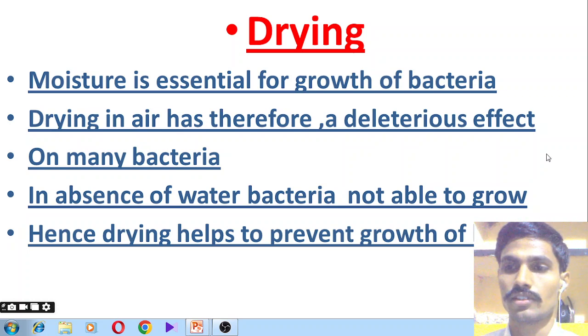It can be used for eating foodstuffs such as corn, etc. Drying in air has a deleterious effect on many bacteria. By drying foodstuffs and other articles, we can prevent the development of bacteria there. In the absence of water, bacteria are not able to grow, hence drying helps to prevent the growth of bacteria, friends. This is also one of the physical methods of sterilization, drying.